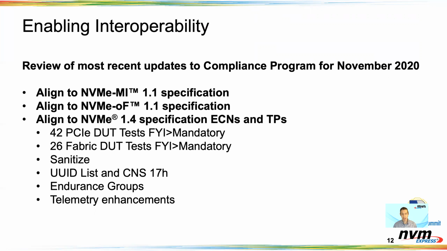So you can see here, we're aligning to the NVMe-MI 1.1 specification. We're aligning the test plans to the NVMe-oF 1.1 specification. We actually did our alignment to the NVMe v1.4 specification in the past year. And so right now, we're really just addressing ECNs, which are errata against the specification, and TPs, or technical proposals. Those are new features that have been added to the specification. So in the next couple slides, I'll show the details of what's happening there.